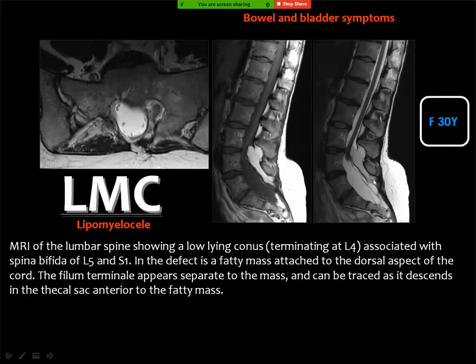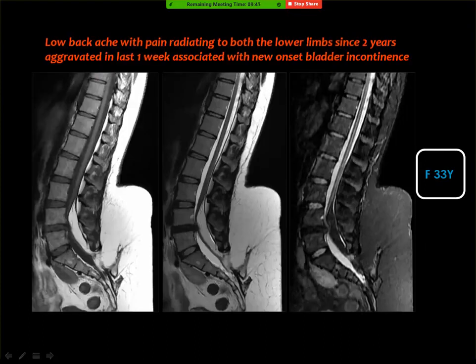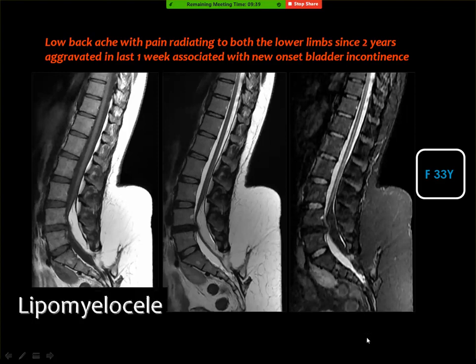And this is another example of lipomyelocele with a fatty mass. In the sagittal images, you may fail to see the continuation between both, but in the axial images, you can easily appreciate the site of communication. And this is another example with suppression of the fat in the STIR images.